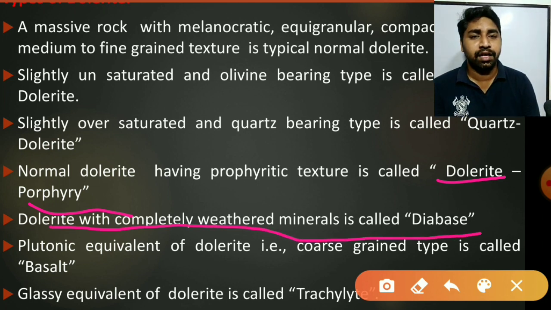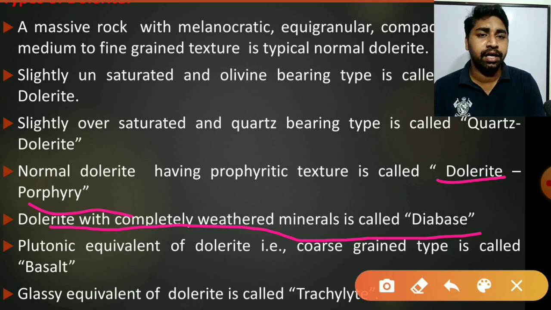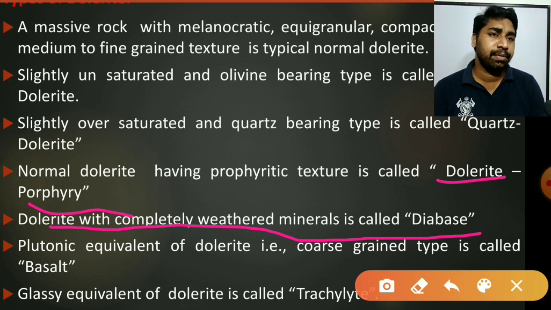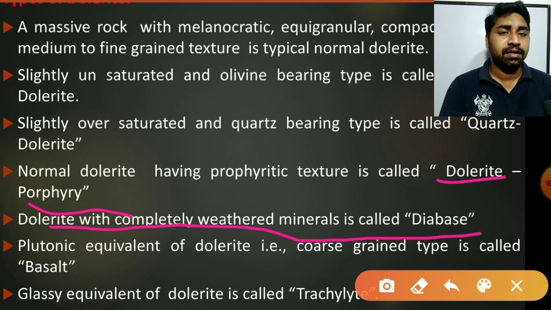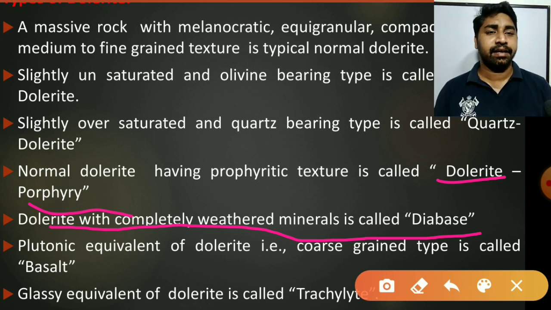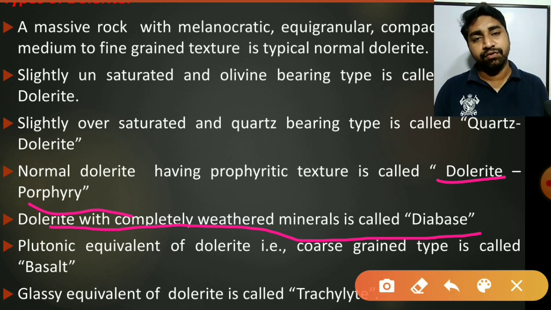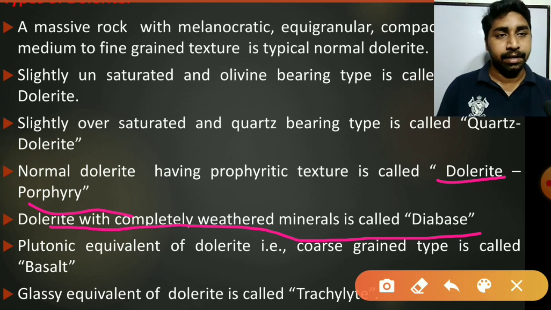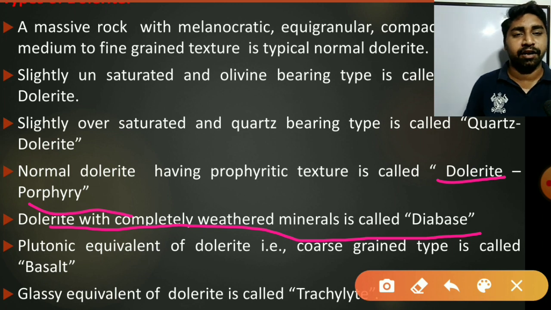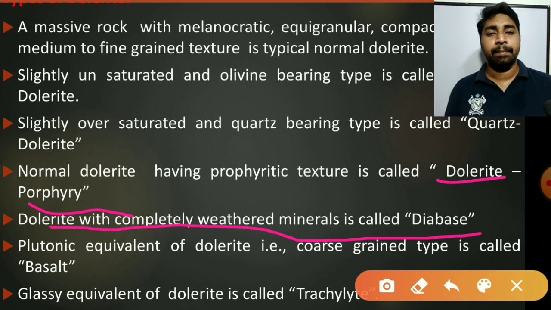If the dolerite is made up of completely weathered minerals, meaning minerals which were formed out of the natural weathering process, and if those minerals are more predominant in this dolerite, then it is called diabase. Next, a plutonic equivalent of dolerite, coarse grain type, is called basalt.